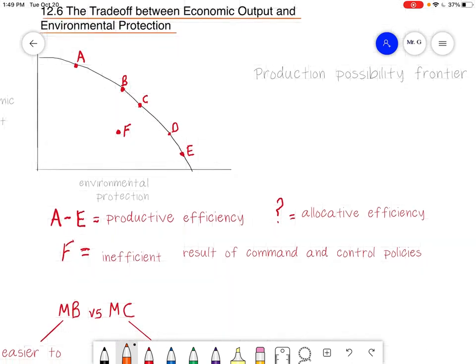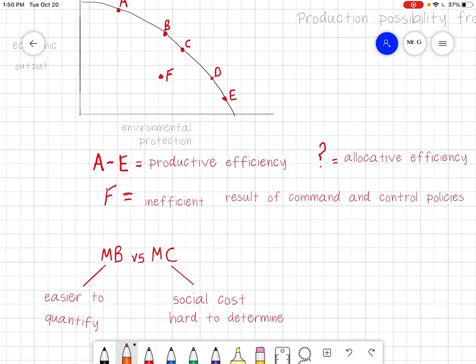Because that is inefficient. And that can often be the result of command and control policies as well, not allowing our resources to be utilized fully. So that comes back to some of the problems with command and control policies. A lot of people think the government should just go ahead and put out a law and everything will be fine. It doesn't necessarily work that way. And so you have to kind of look at that. And that's where more market-oriented policies would work better in this particular case.